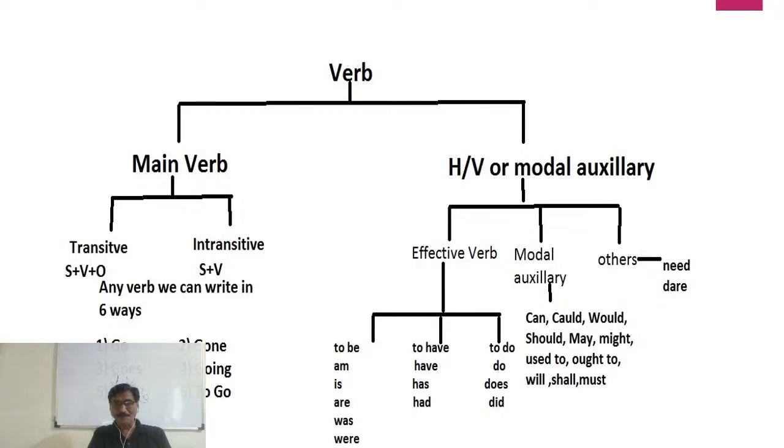Those who know the forms of to be, they can make the sentence very well. Then we will shift to the modal auxiliary. In short, it is known as the MA. MA means modal auxiliary. What is the use of this modal auxiliary? We will see. They are also known as the defective helping verbs.